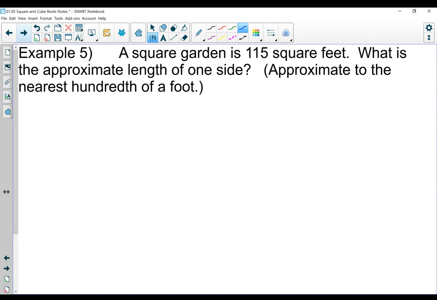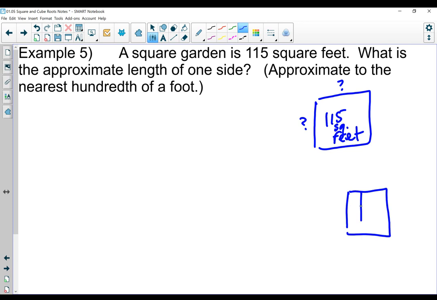And for our last example, example 5, a square garden is approximately 115 square feet. What is the approximate length of one side? Approximate to the nearest hundredth of a foot. Well, if we think back to 9, if we have 9 square feet, it's going to be 3 on both sides, and we could get that because the square root of 9 equals 3. So for this problem, in order to figure out the length of each side, I'm going to have to take the square root of 115.